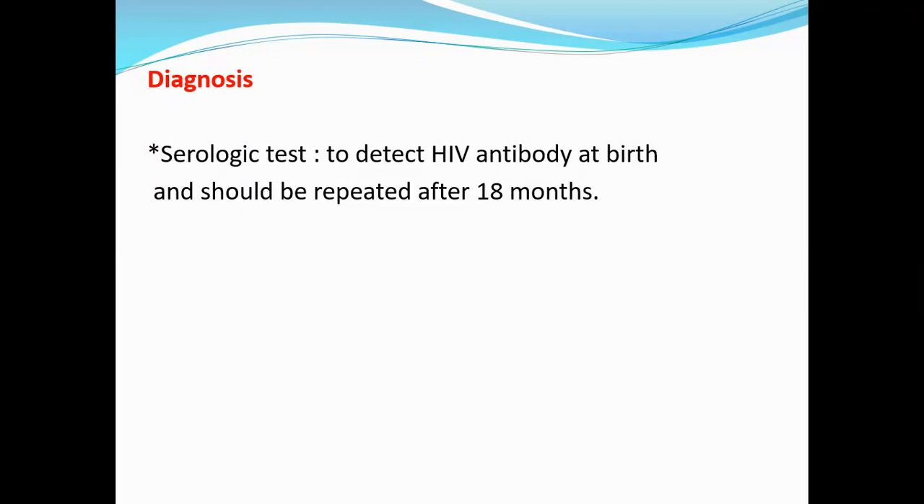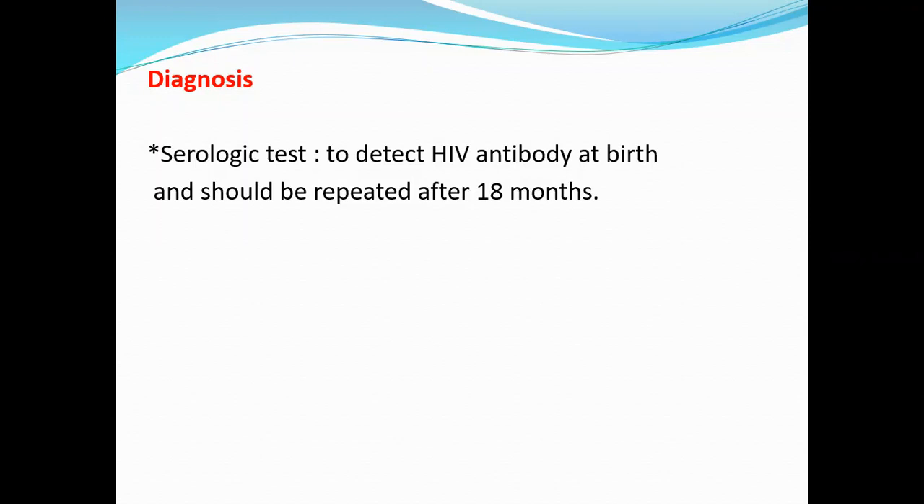Why? Because even if the child is not infected by the virus, the antibody will be positive. During pregnancy, the mother already has HIV infection, so the antibody will pass through the placenta into the fetus. So at birth, even if the child is not infected, this antibody will be positive. To be sure if this is really an infection, note that this antibody will remain in the child for about 18 months, then will disappear if not infected. In order to be sure if there is infection or not, we repeat the test after 18 months.